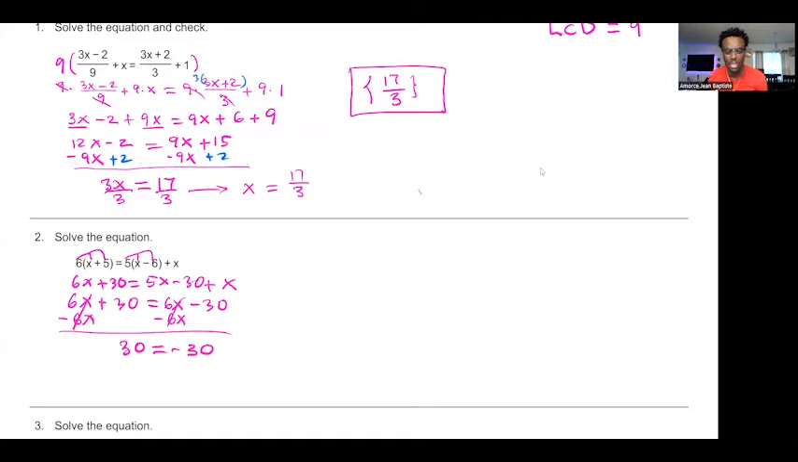30 cannot be -30. So in this case, you will remember that your equation will not have any solution. So that's no solution for this equation. With a false statement like this, you can't allow this equation to have any solution. Actually, it does not have any solution.